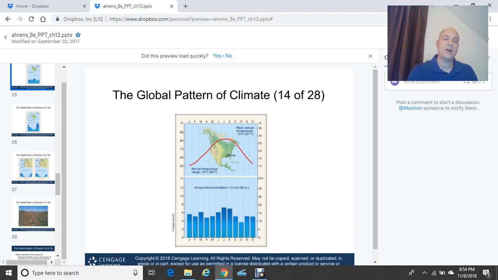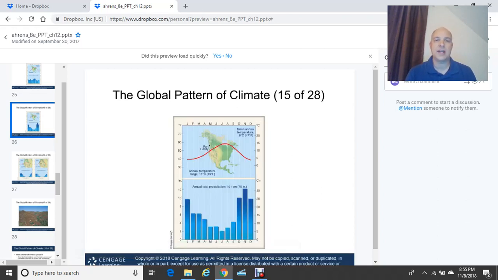But look at the bar graphs. January to December, notice one thing, those blue bars, they're fairly evenly distributed. So there's not a wild swing, there's no dry season here at Mobile in that particular location. There's no wet season. The amount of precipitation is pretty evenly distributed throughout the year.